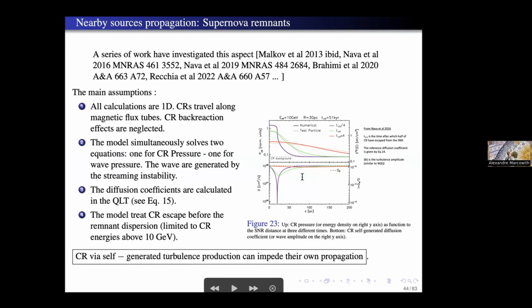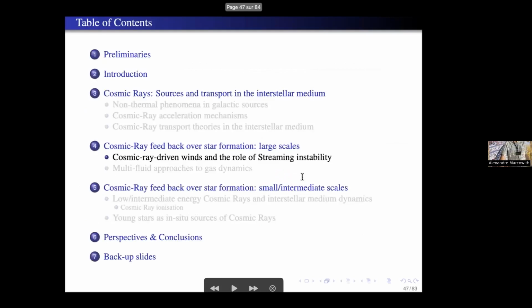It is diluted with time, and it takes around 100,000 years in some medium. Here it's a warm neutral medium, because the amount of waves can be controlled by the damping process. So in fact, that shows you that the source can confine these cosmic rays for some amount of time.